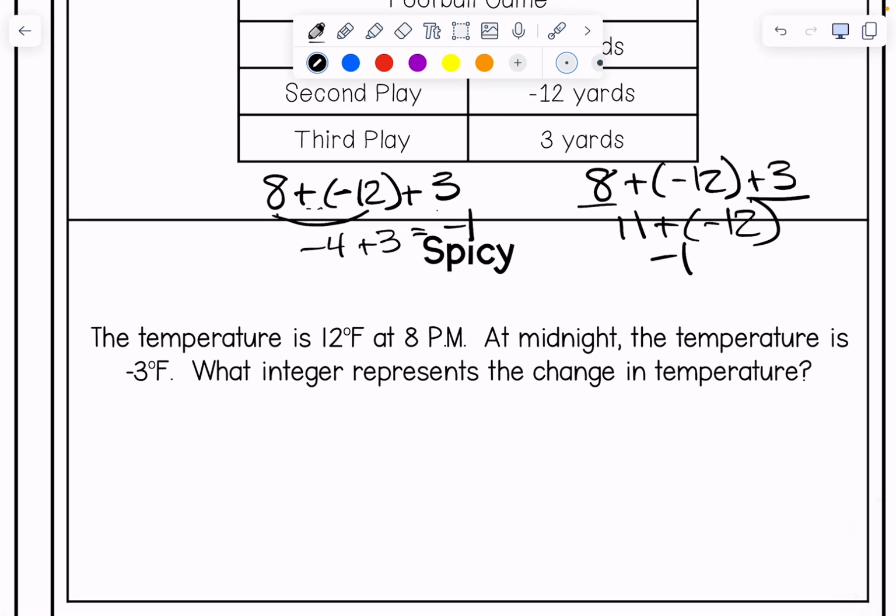The temperature is 12 degrees at 8 p.m. At midnight, the temperature is negative 3. What integer represents the change in temperature? So this one might be easier to think of as a vertical number line. So we're starting at 12, we're ending at negative 3. And so number 1, we're dropping, okay? So we're decreasing, so it's going to be a negative number.